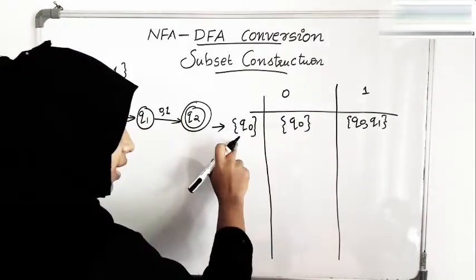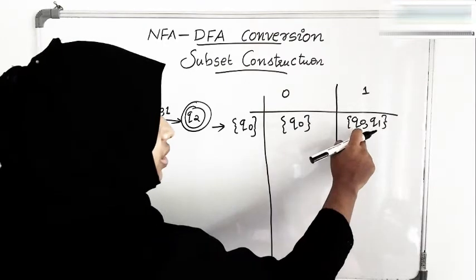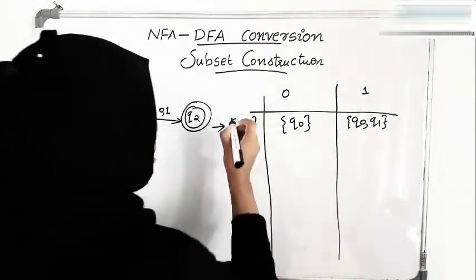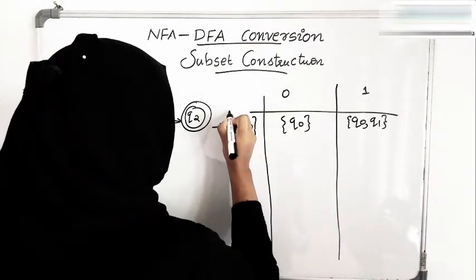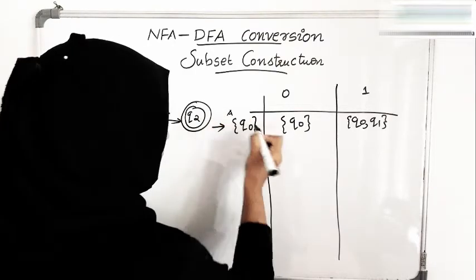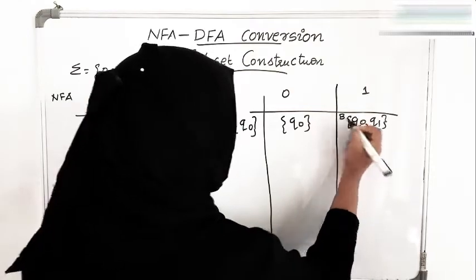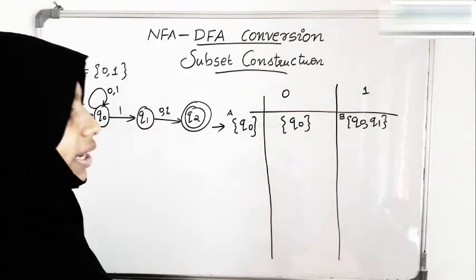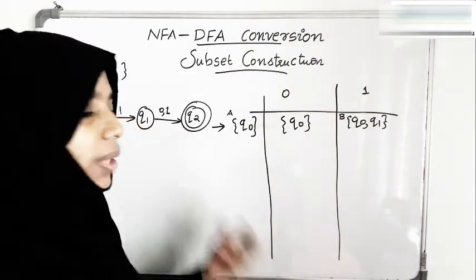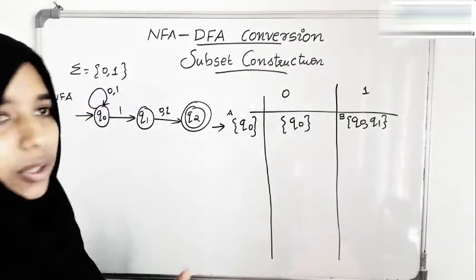Q0 has already been processed. Now this is a new set, isn't it? So I am giving the name A to this set, and this is the same as A, and this is a new set. So I am giving it the name B. There is no criteria that you should be giving it a name. I am just giving it for the sake of convenience.